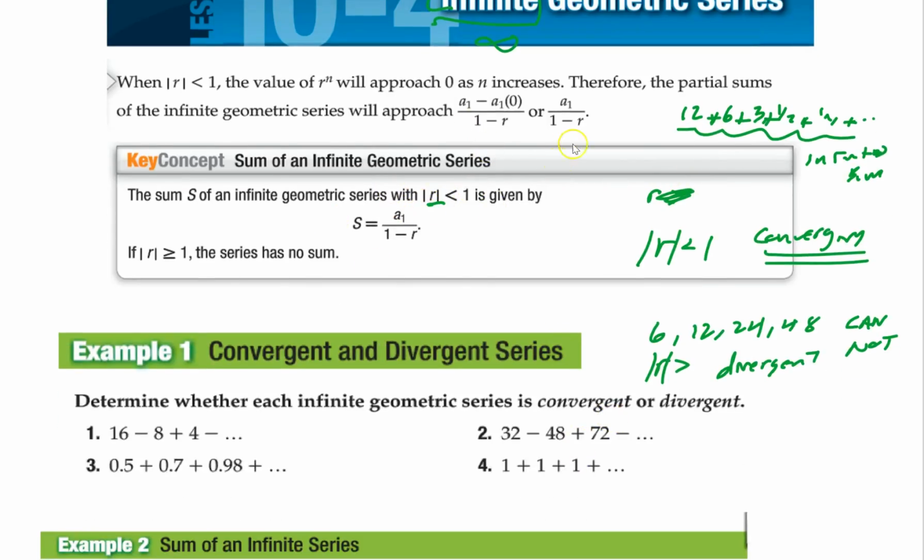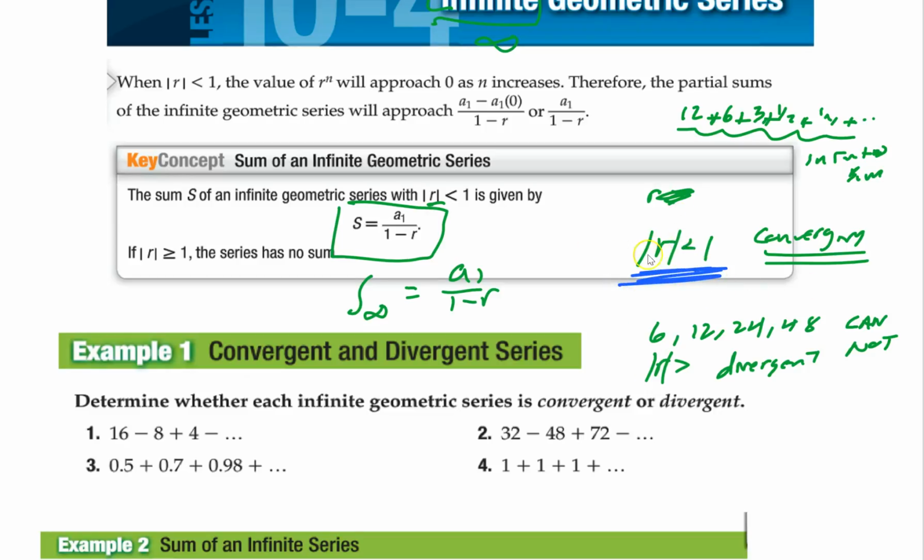Now, what's the formula to find the sum? It's actually a super easy one. It's this one right here. So if you want to find the infinite sum, with a little infinity sign, it would be a1 over 1 minus r. Super basic, right? Super basic formula. Key thing to keep in mind is if you can actually use it. And you can only use it if r is less than 1.